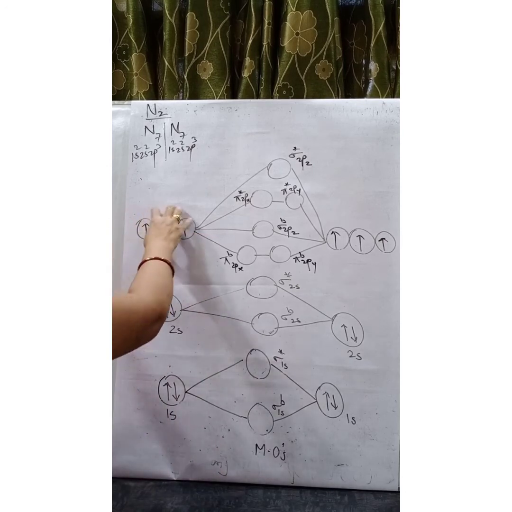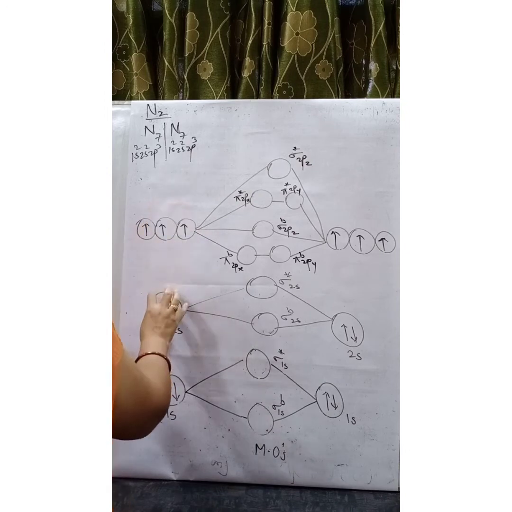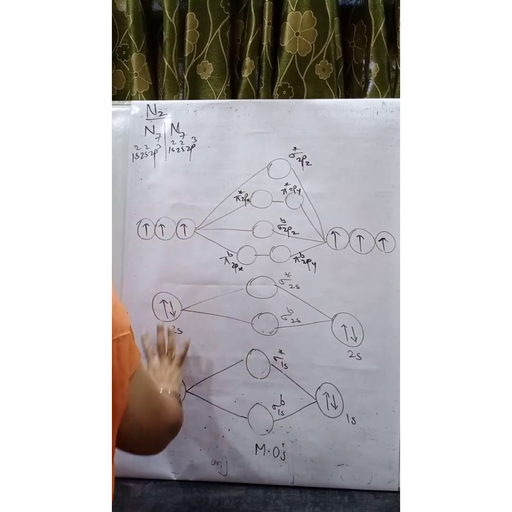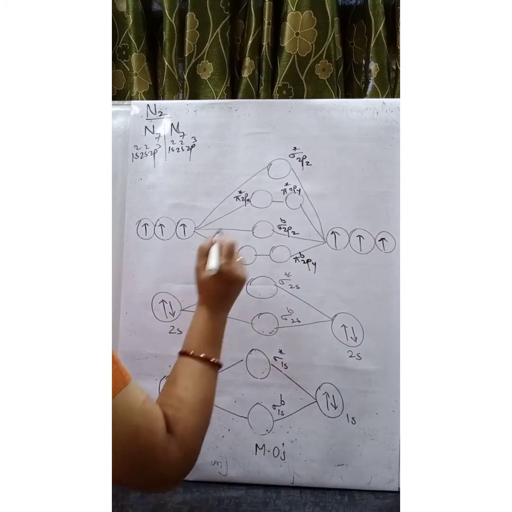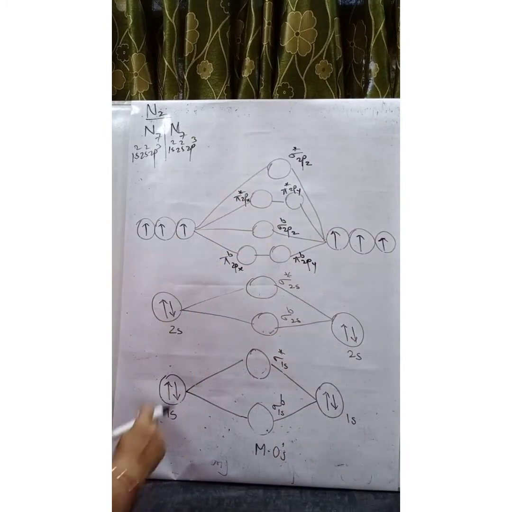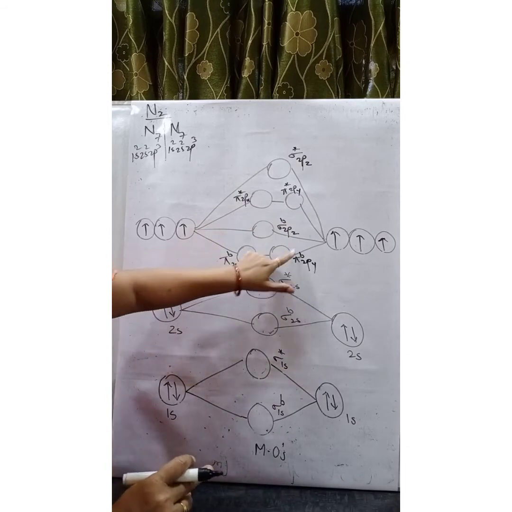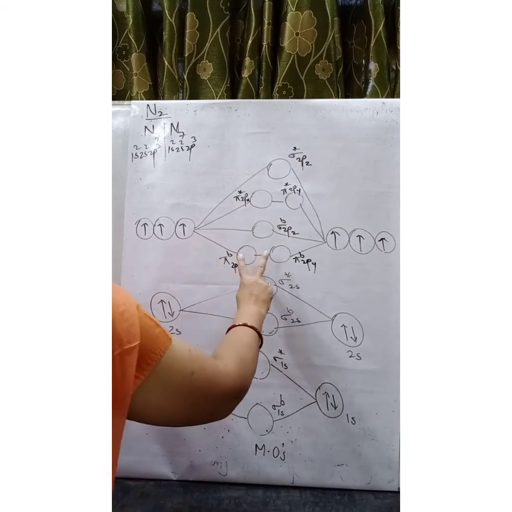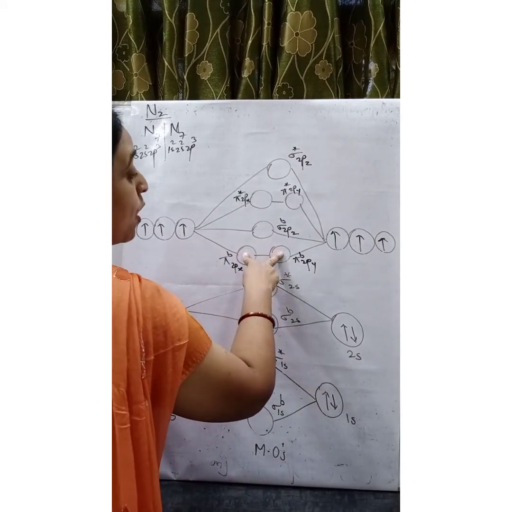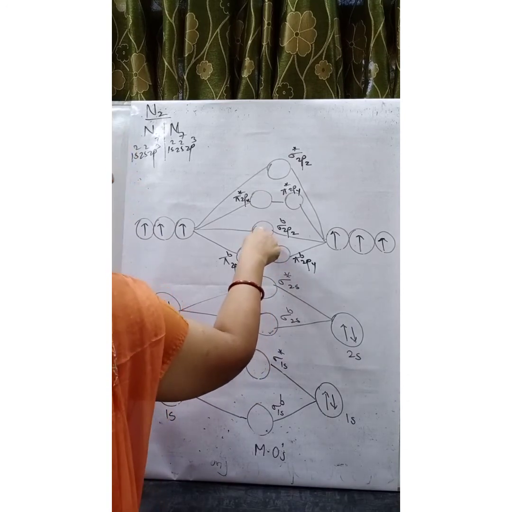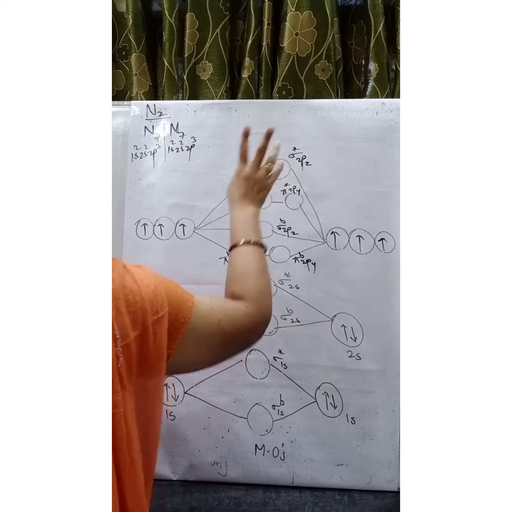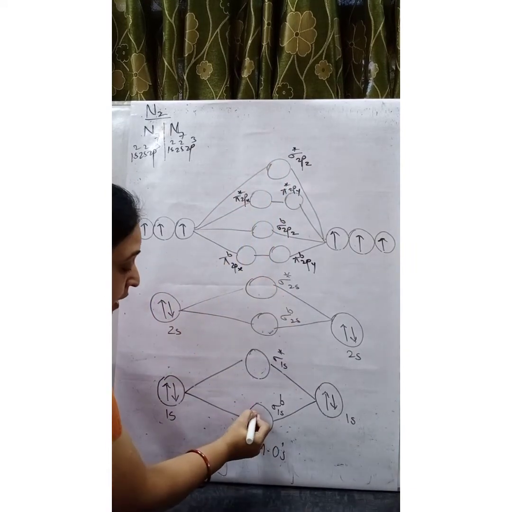Now count the total number of electrons. 3, 4, 5, 6, 7. 7 on this side and 7 on this side. So total 14 electrons you have to arrange in the molecular orbitals. Be careful here. For all other atoms, it is pi bonding 2px and 2py at lower level, then sigma bonding and then anti-bonding orbitals. Now arrange 14 electrons.